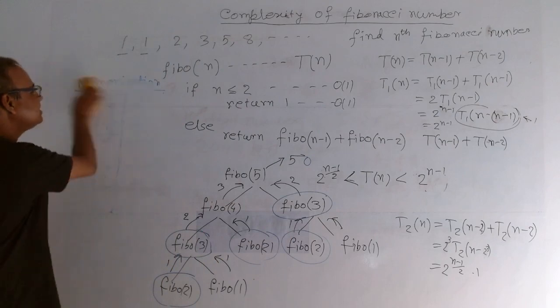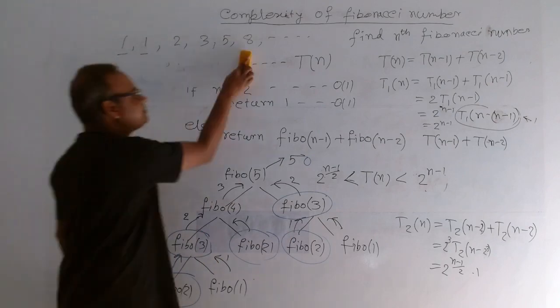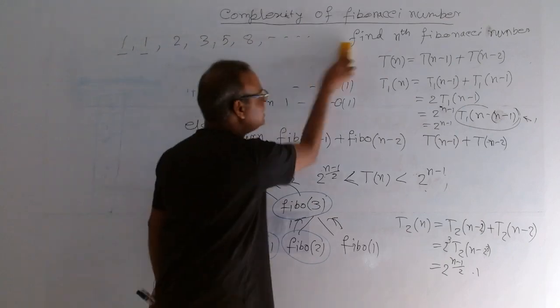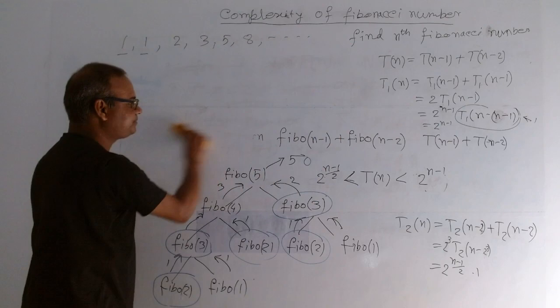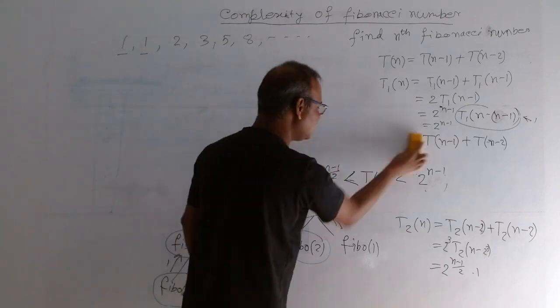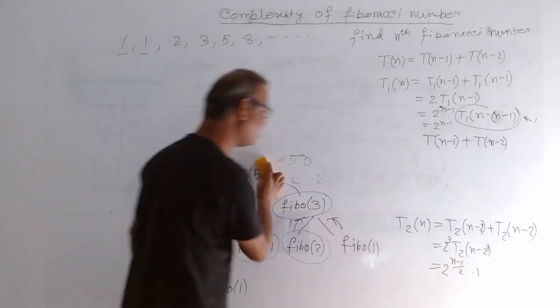This is where the program will be computed in logarithmic complexity. Which one is bigger, log n or n? Obviously log n is much smaller.